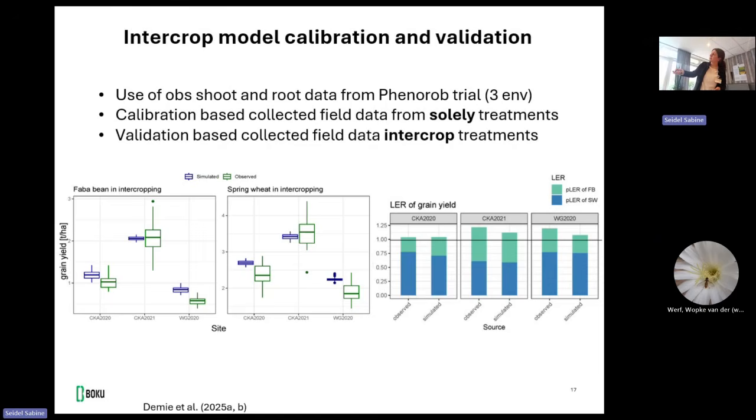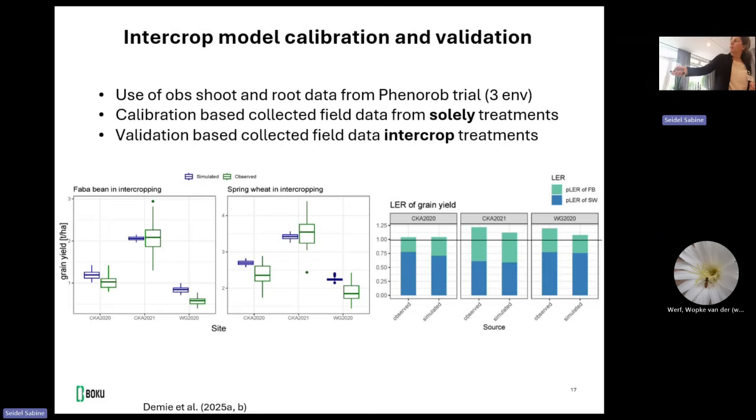You can see here the grain yield for 3 environments. This is the fava bean intercropped, and this is the spring wheat intercropped, and you can see that more or less the model performs okay. It's more or less the same. Sorry, this blue is the simulation, and green is observation, and we simulated various cultivars. This is why it's a box plot. Of course the observed box plot is larger because you also have measurement errors or something that you don't capture with the model. But the model fitted quite well.